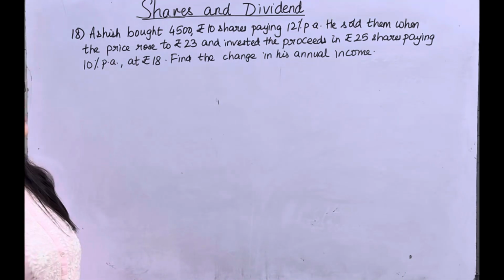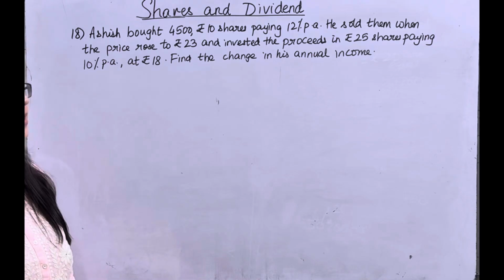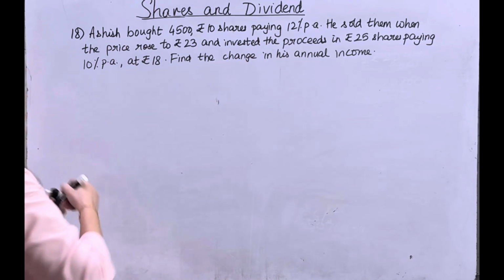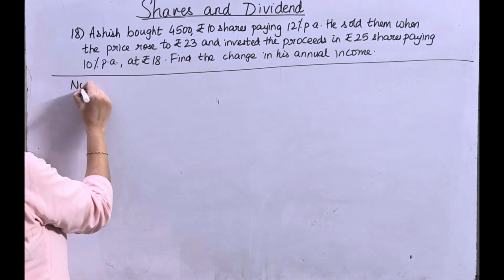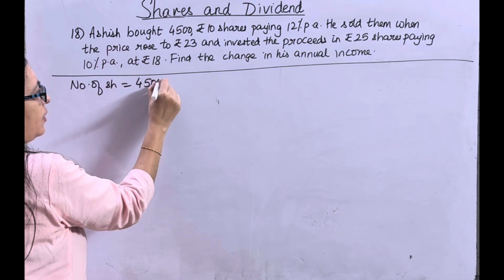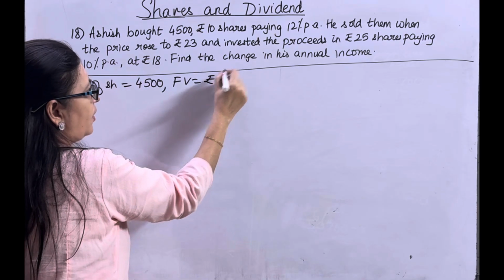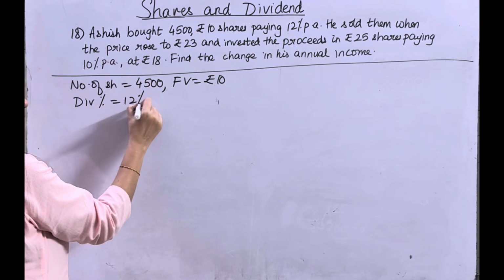Yes kids. Let's do question number 18. Ashish bought 4,500 rupees 10 shares paying 12% dividend. So first, the number of shares is 4,500. Face value of the share is rupees 10. Dividend percent is 12%.